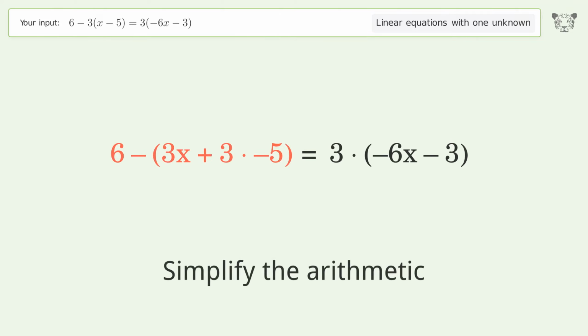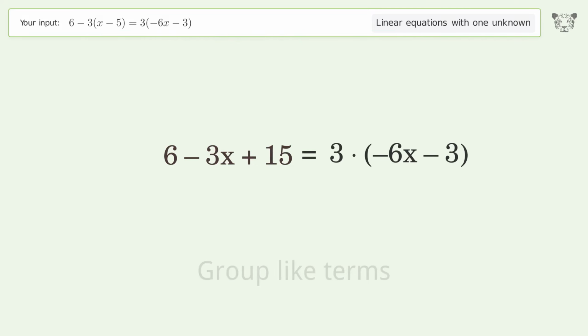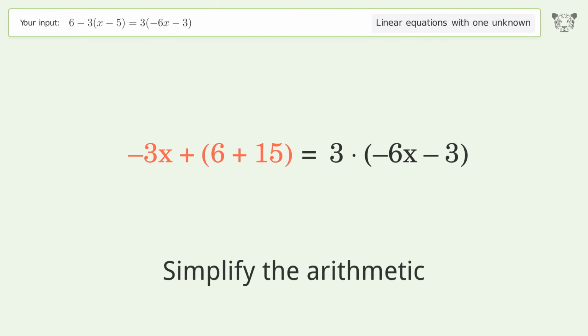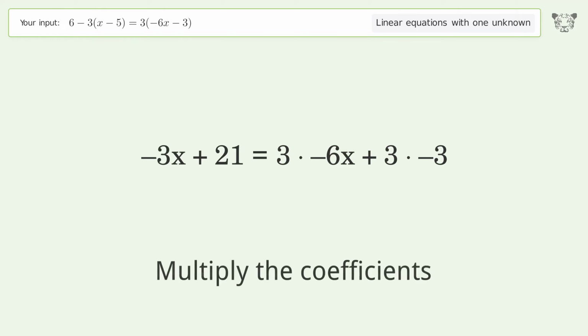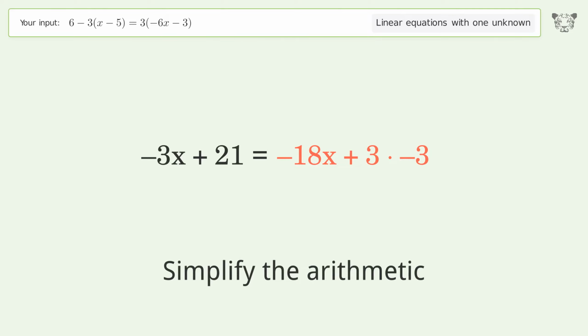Simplify the arithmetic. Expand the parentheses. Group like terms. Simplify the arithmetic. Expand the parentheses. Multiply the coefficients. Simplify the arithmetic.